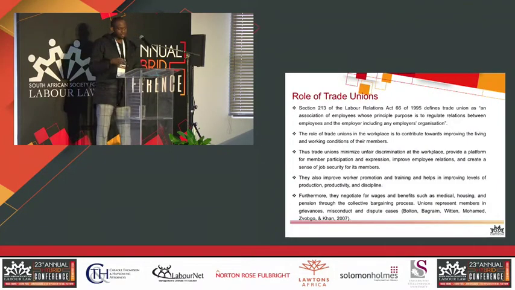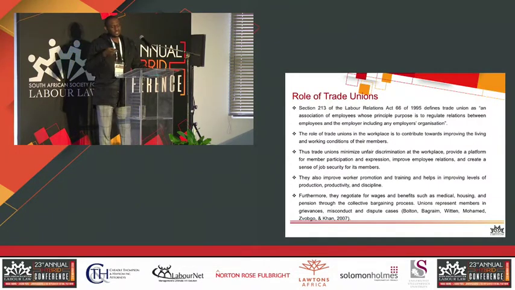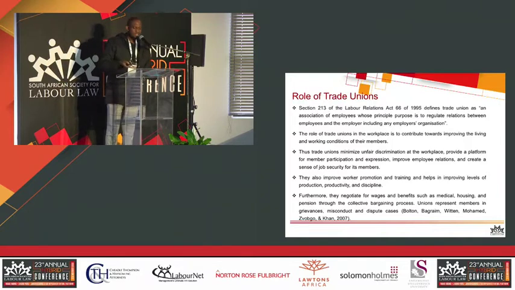Now, like I indicated, you need to understand what trade unions are. They are codified in 213. Their role in the main includes to look at the living and working conditions of their members, issues of discrimination, participation, training, promotions, and wages, including member benefits like medical aid and so on.